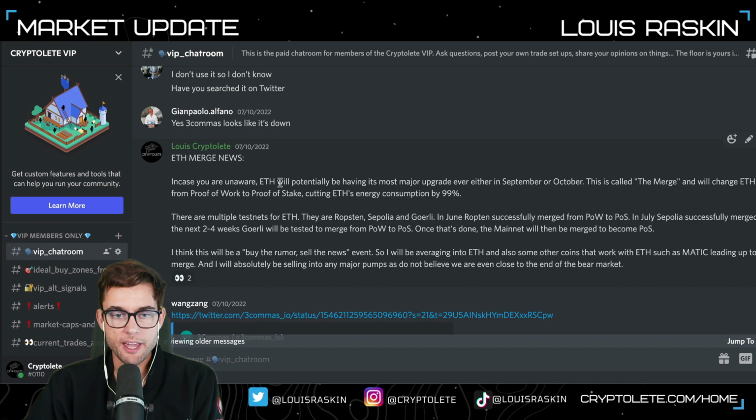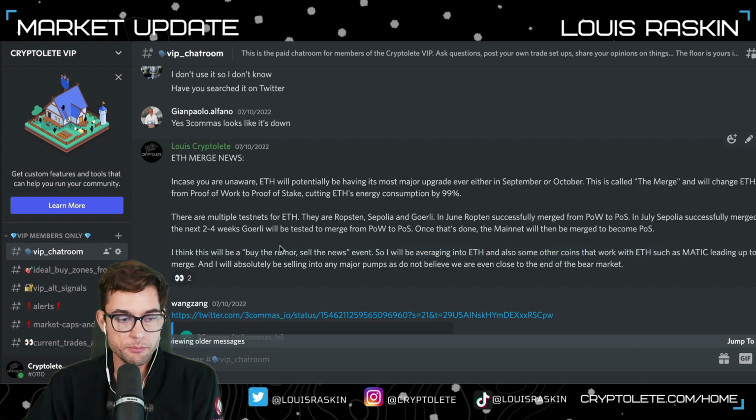ETH will potentially be having its most major upgrade ever, in either September or October. It's called the merge, and it's going to change Ethereum from proof of work over to proof of stake, cutting ETH's energy consumption by 99%. It explained how there are multiple testnets, and Ethereum has gone through most of the testnets successfully, which is huge, right? So I was saying I think this will be a buy the rumor, sell the news event. I will be averaging into ETH and also some other coins that work with ETH, such as Matic, leading up to the merge.